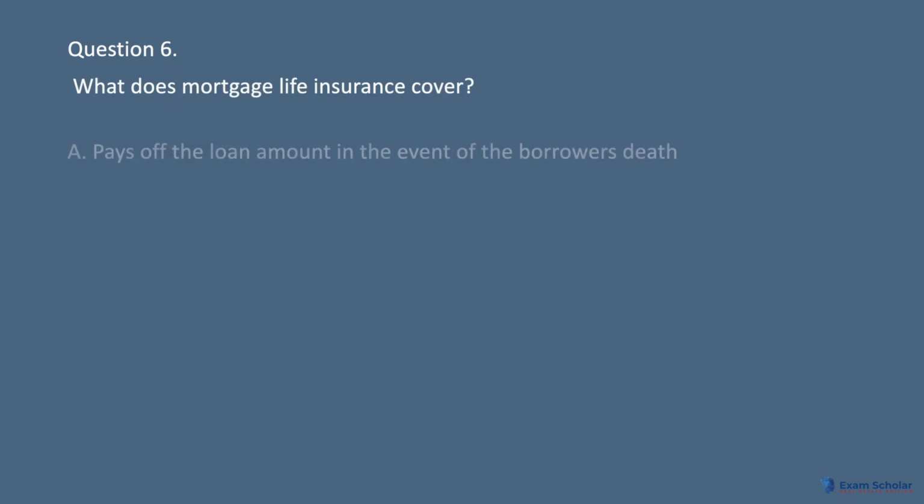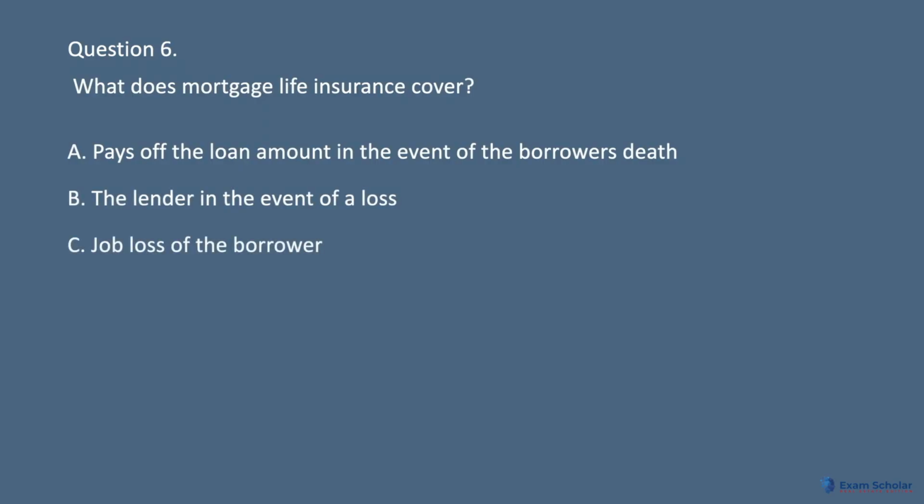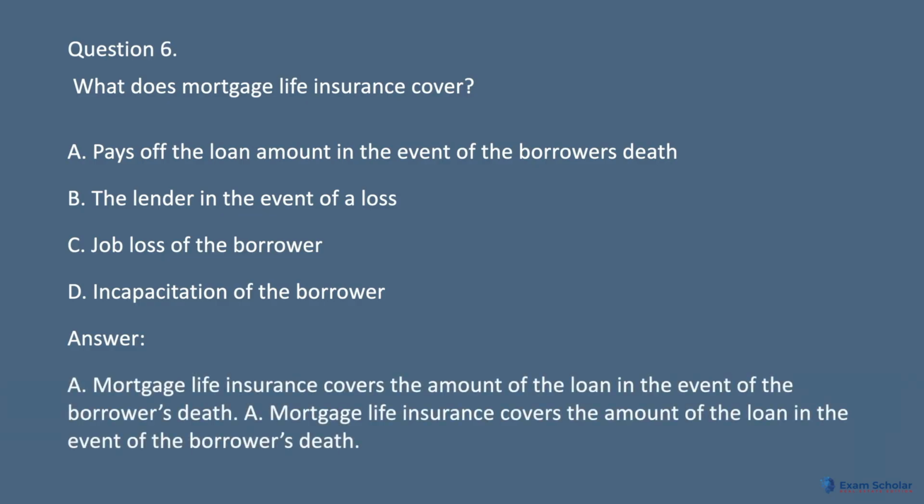Question 6. What does mortgage life insurance cover? A. Pays off the loan amount in the event of the borrower's death. B. The lender in the event of a loss. C. Job loss of the borrower. D. Incapacitation of the borrower. Answer A. Mortgage life insurance covers the amount of the loan in the event of the borrower's death.